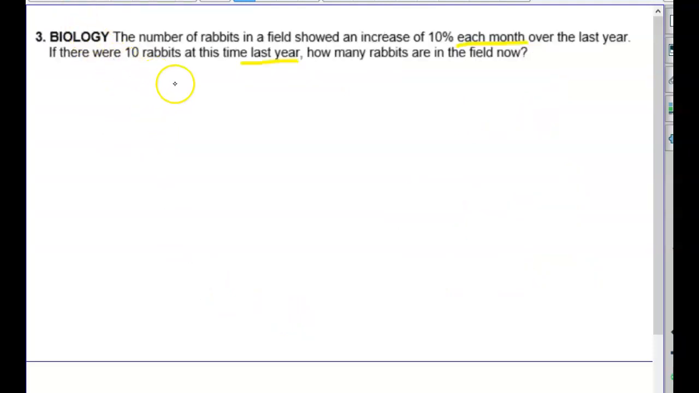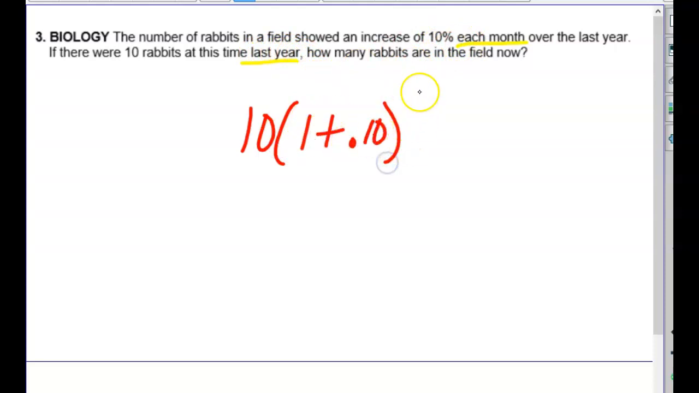This one does ask us to convert units. It says we had 10 rabbits in the field and it's increasing 10% each month, so we'd have 1 plus 0.10, but it's doing it every month, and they want to know this time last year, how many are there now? So how many months if it's a year later? 12? I just want you to think about the fact that you might have to convert. I'm not even going to finish that one.